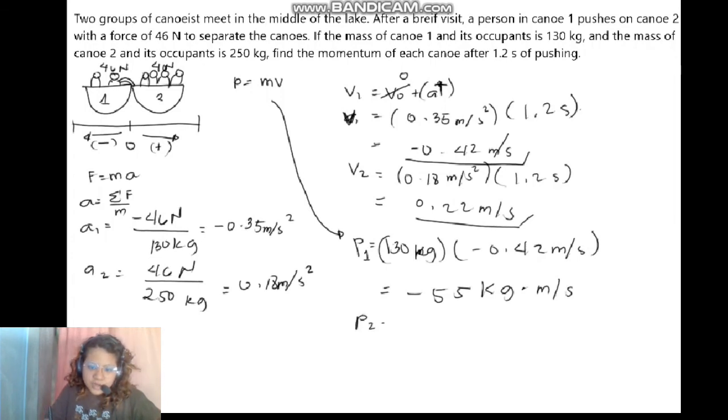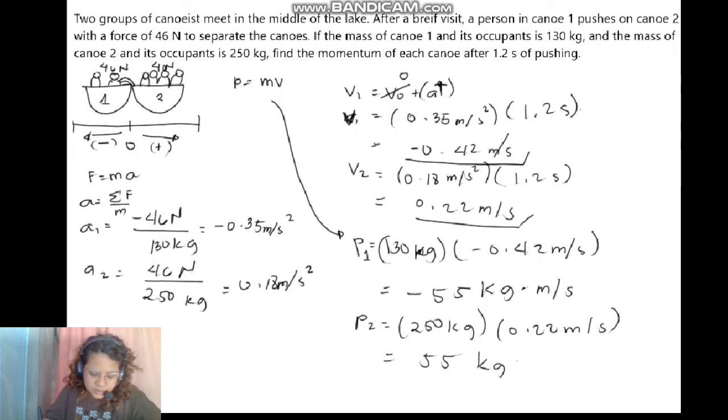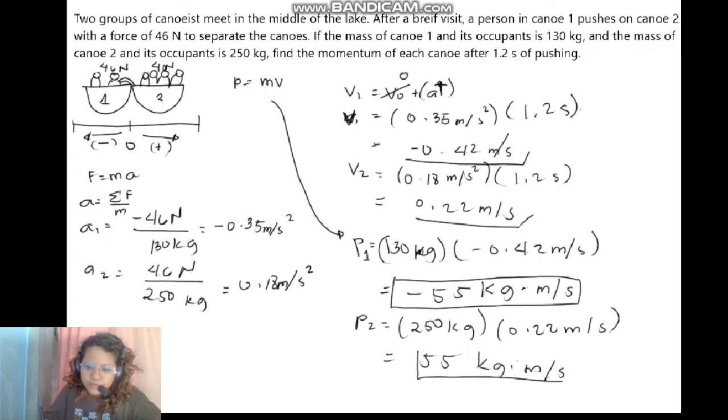For canoe 2 naman, momentum ng canoe 2, we can put 250 kilograms multiplied by the velocity, which is 0.22 meters per second. And we are going to get the answer of 55 kilogram times meter per second. So this is the momentum of both canoes after 1.2 seconds of pushing.